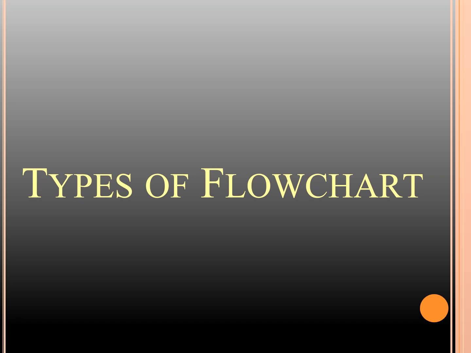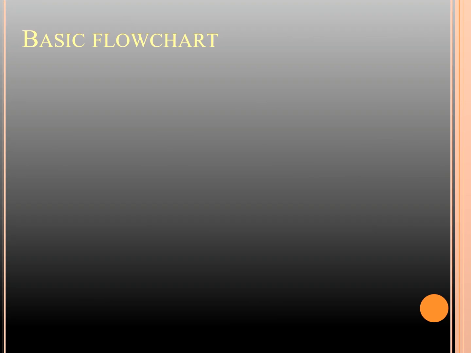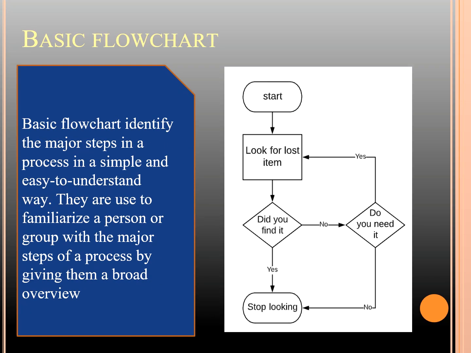So there are different types of flowchart. We have here a basic flowchart which identify the major step in process in a simple and easy to understand way. They are used to familiarize a person or group with the major steps of the process by giving them a broad overview. We have here in the right side a visual representation for a basic flowchart.